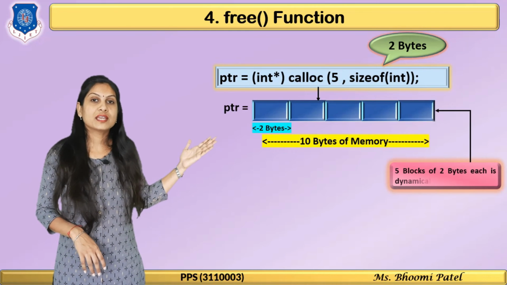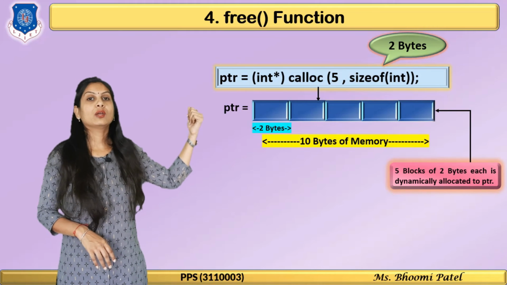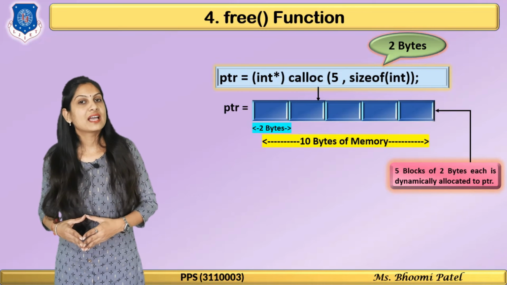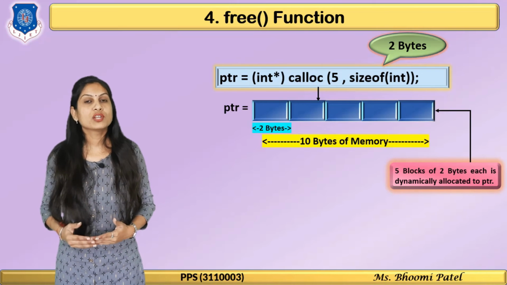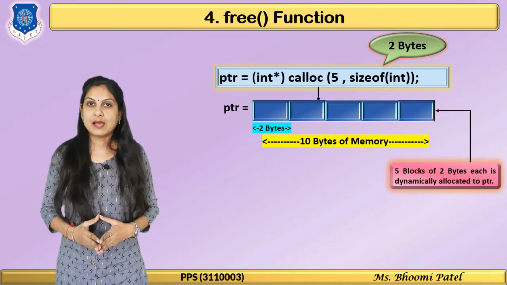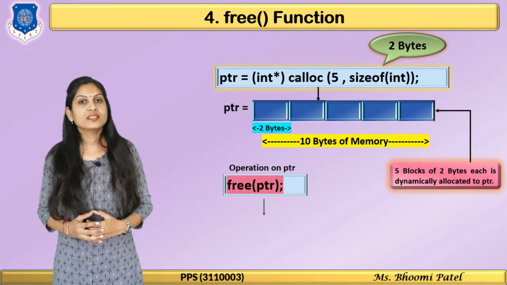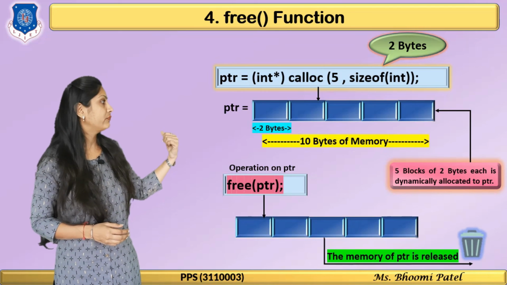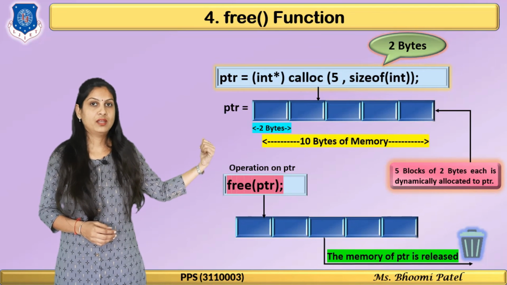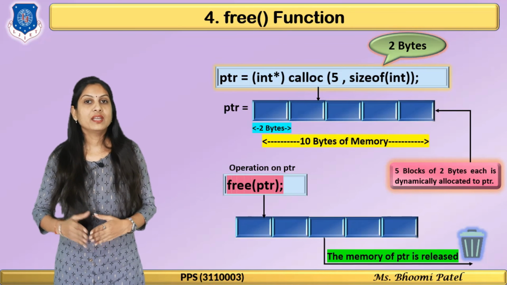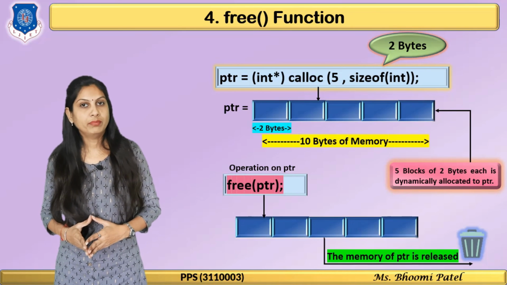Let's understand with a figure. ptr equals integer star calloc and then 5 comma size of integer. That indicates we are allocating 10 bytes of memory using calloc, and now we want to free it. For that I simply have to write free and then the pointer name ptr. So that allocated memory is now released and you can use it for another purpose.